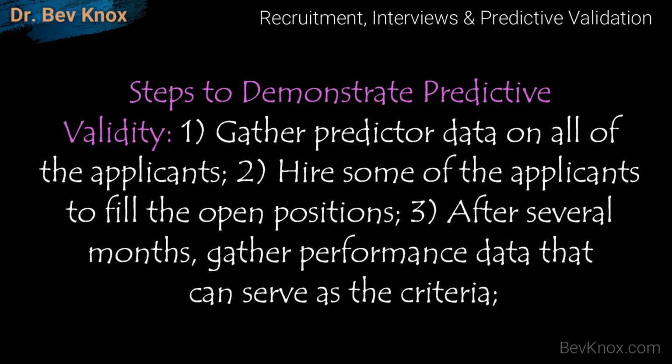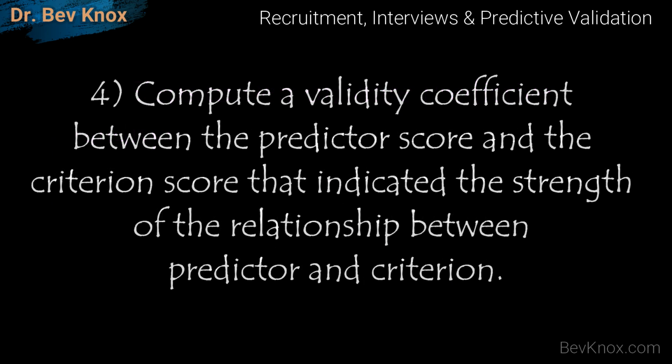Let's talk about the steps to demonstrate predictive validity. First, gather predictor data on all the applicants. Second, hire some of the applicants to fill the job positions. Third, after several months, gather performance data that can serve as the criteria. And fourth, compute a validity coefficient between the predictor score and the criterion score that indicates the strength of the relationship between predictor and criterion.